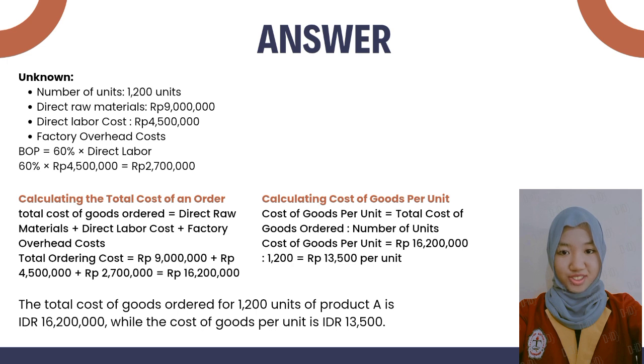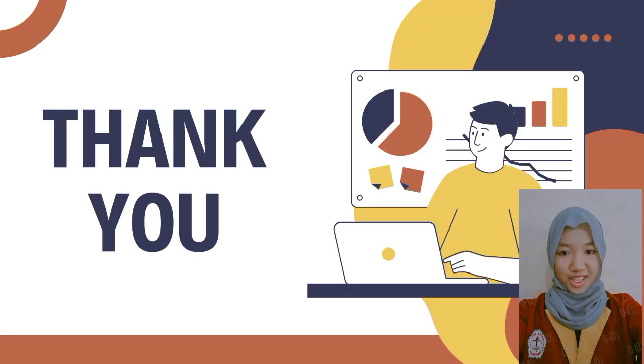Calculating cost of goods per unit. Cost of goods per unit equals total cost of goods ordered divided by number of units. Cost of goods per unit equals 16,200,000 Indonesian rupiah divided by 1,200, equals 13,500 Indonesian rupiah per unit. The total cost of goods ordered for 1,200 units of product A is 16,200,000 Indonesian rupiah, while the cost of goods per unit is 13,500 Indonesian rupiah.